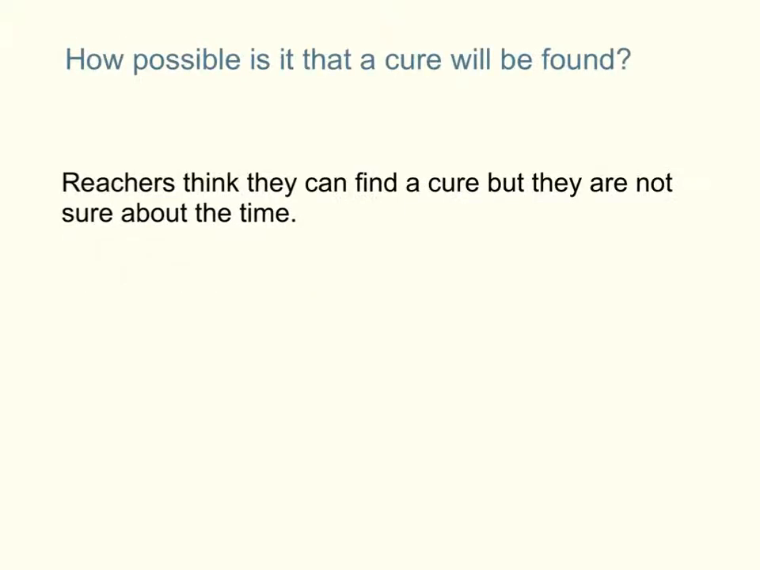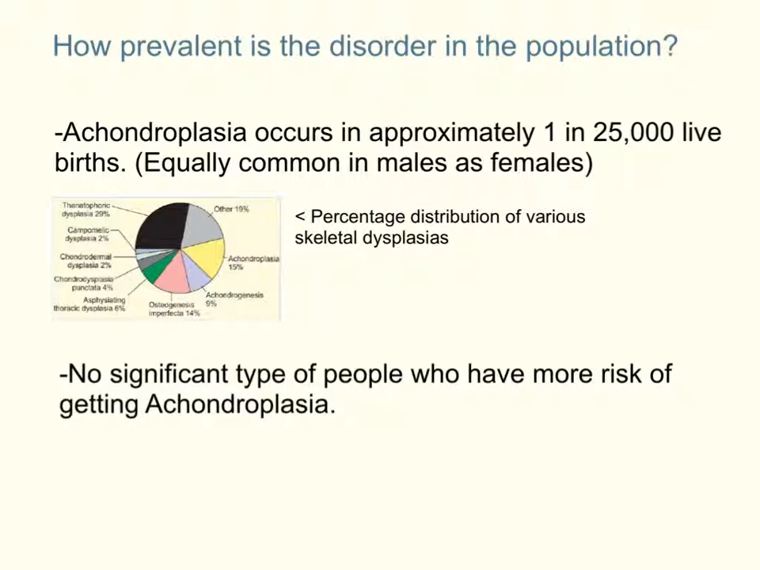How possible is it that a cure will be found? Well, researchers think that they can find a cure, but they don't know the exact time. How prevalent is the disorder in the population? Achondroplasia occurs in approximately 1 in 25,000 live births. It's equally common in males as females.